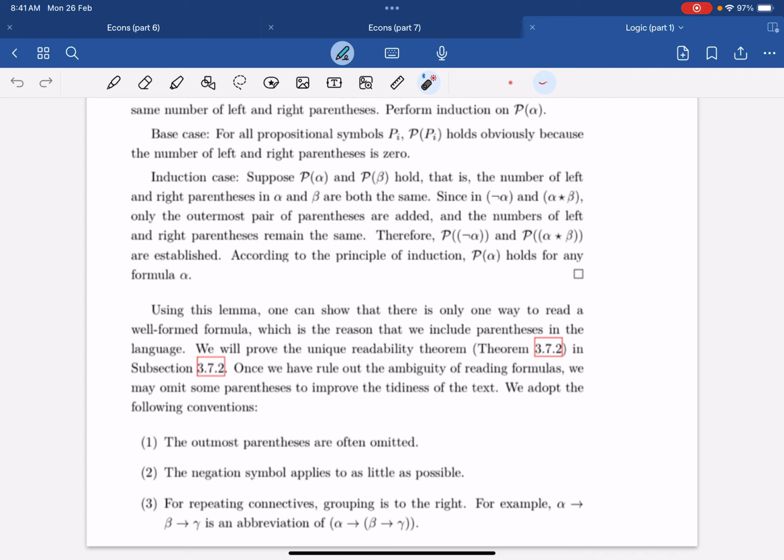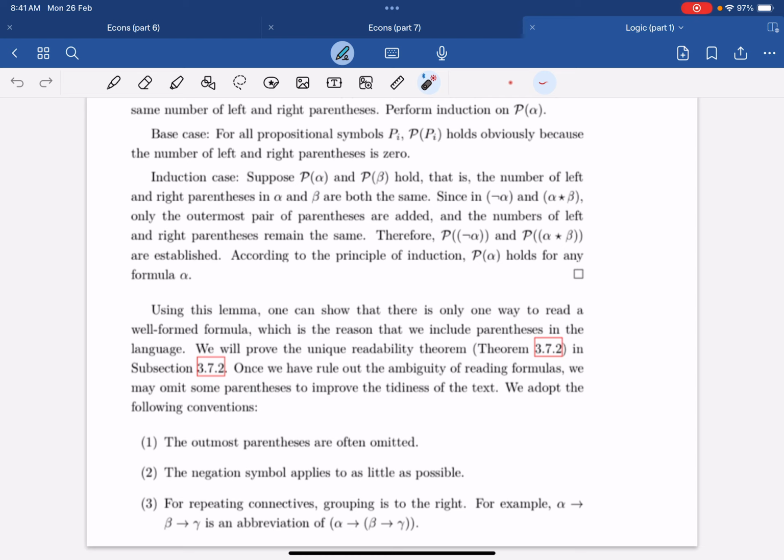And because of this lemma, there is only one way to read a well-formed formula when you write the parentheses already. So this is the reason why we say that this is the unique readability theorem of the expression.